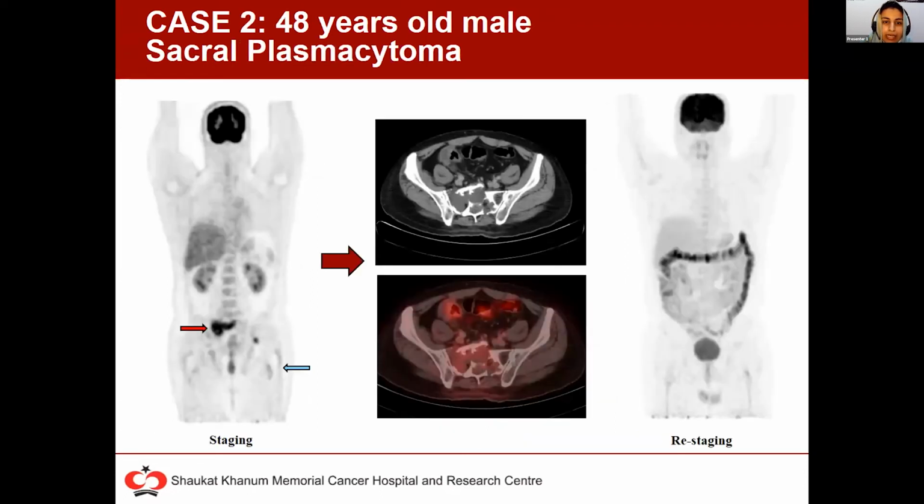The second case is a 48-year-old male with sacral plasmacytoma. The first image on your left is the staging scan, which shows hypermetabolic activity in the sacral region, shown by the red arrow. However, the second images on your right show axial CT only images with morphological presence of disease. However, PET-CT fused images and the MIP image, PET only, show no evidence of disease. So this was a complete metabolic response.